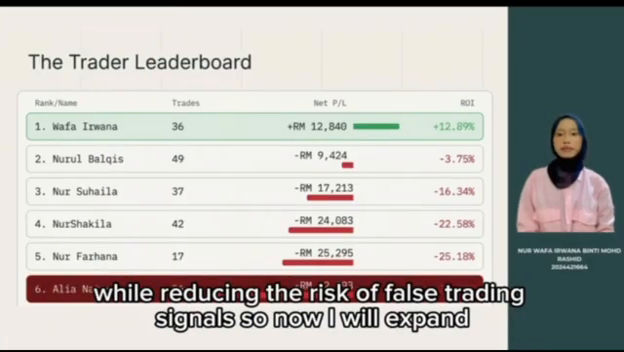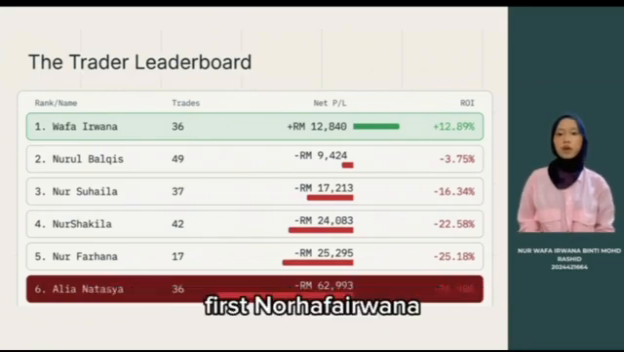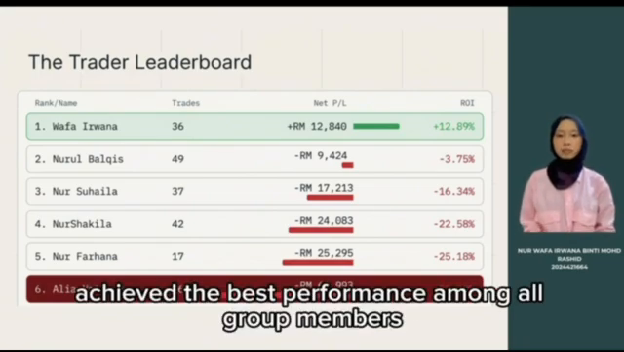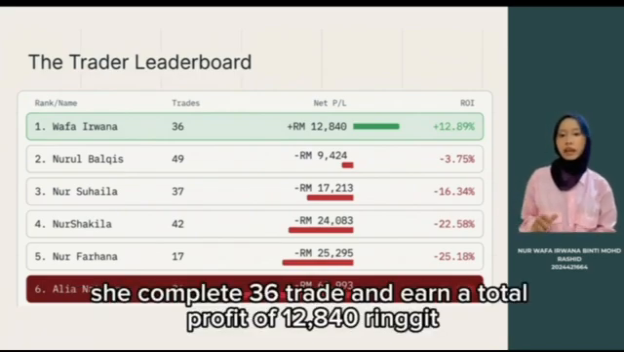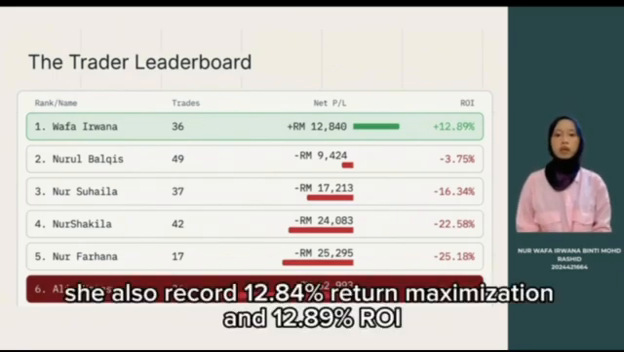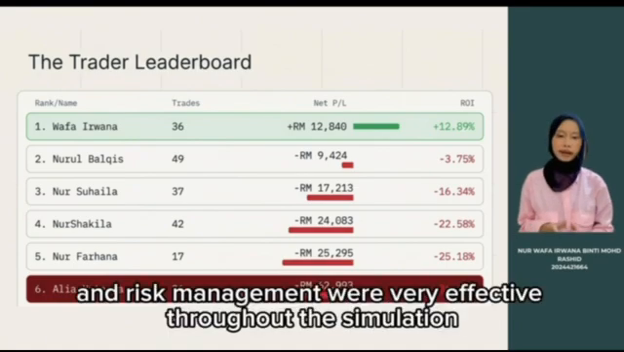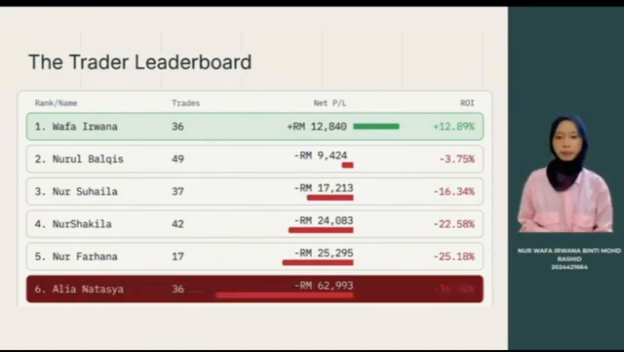So now I will explain the overall trading performance of each group member. First, NURSHAKILA achieved the best performance among all group members. She completed 36 trades and earned a total profit of 12,840 ringgit. She also recorded 12.84% return maximization and 12.89% ROI, showing that her trading strategy and risk management were very effective throughout the simulation.